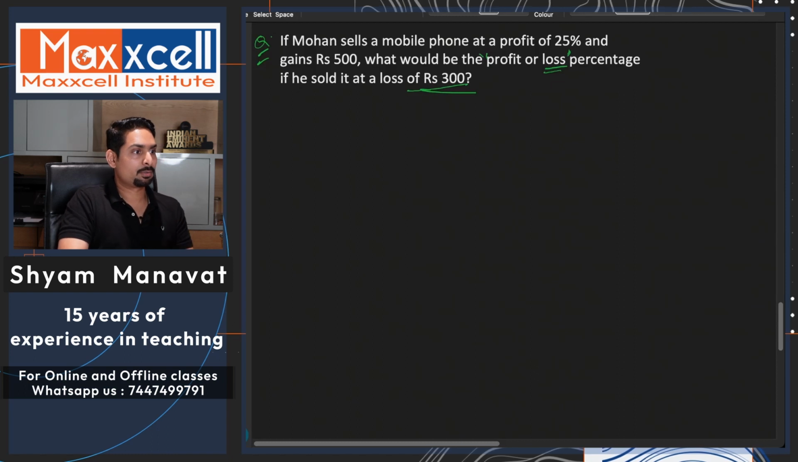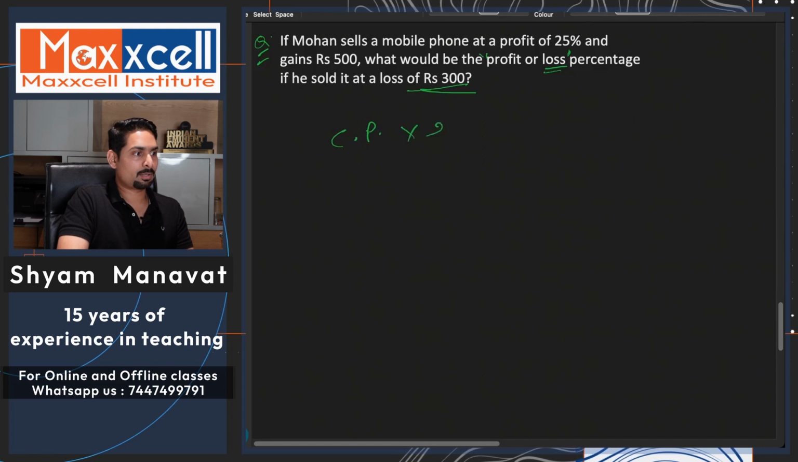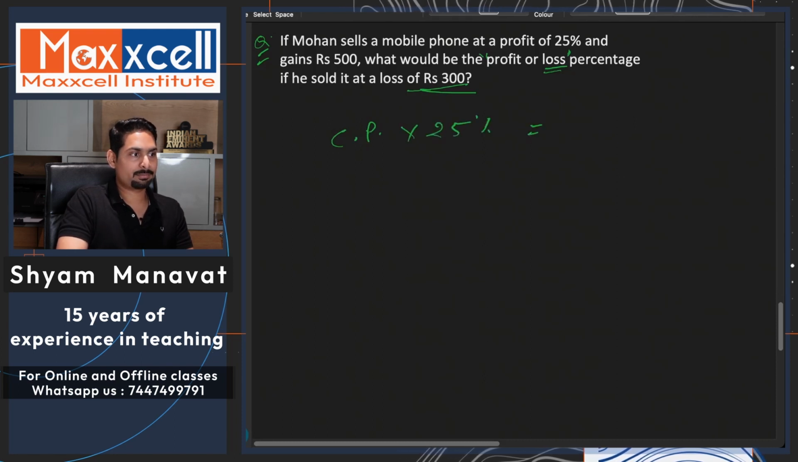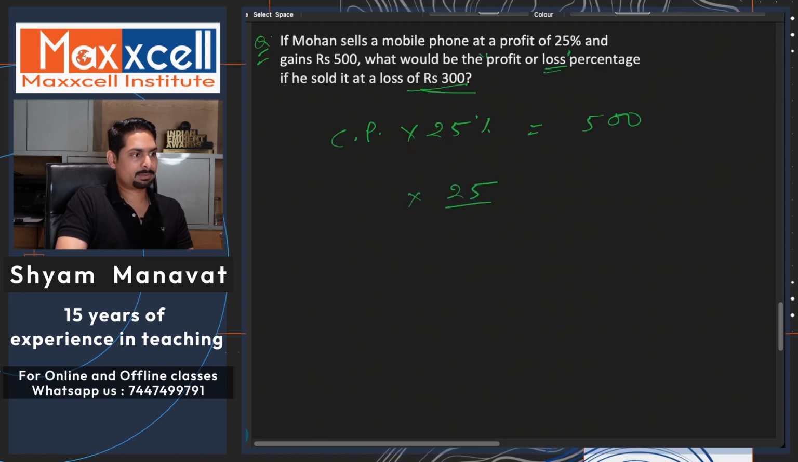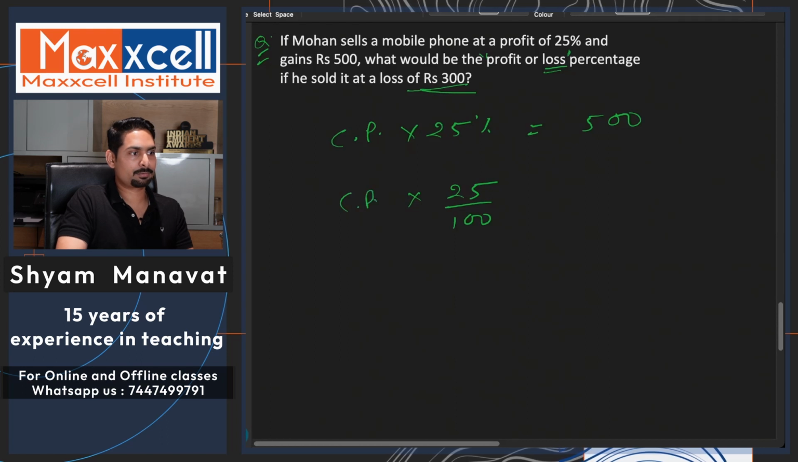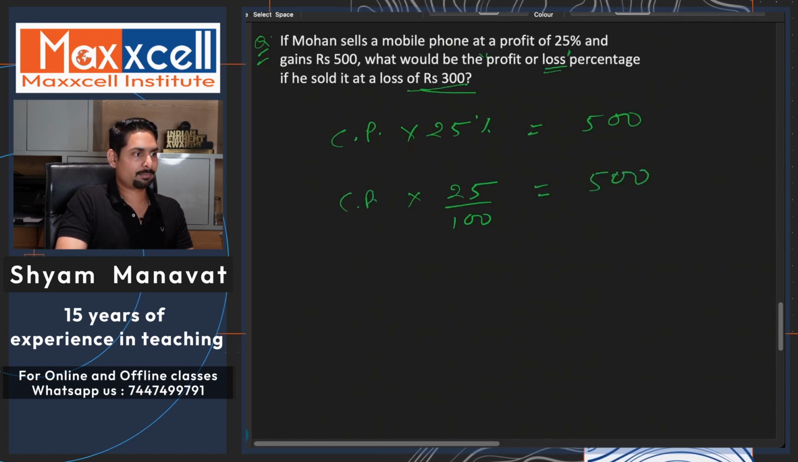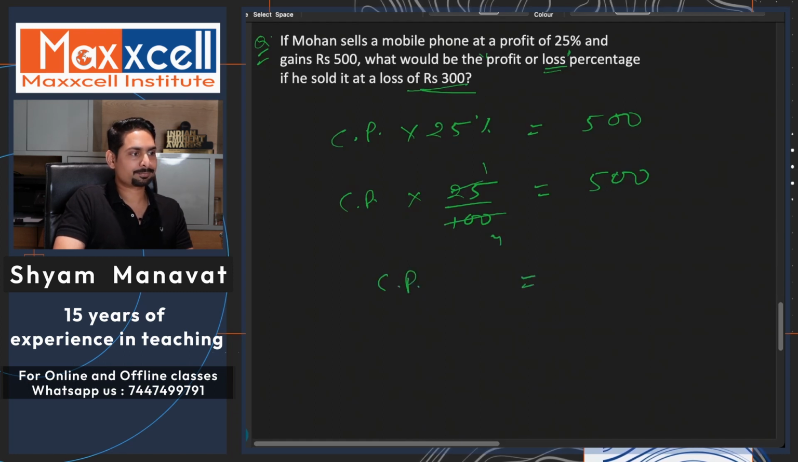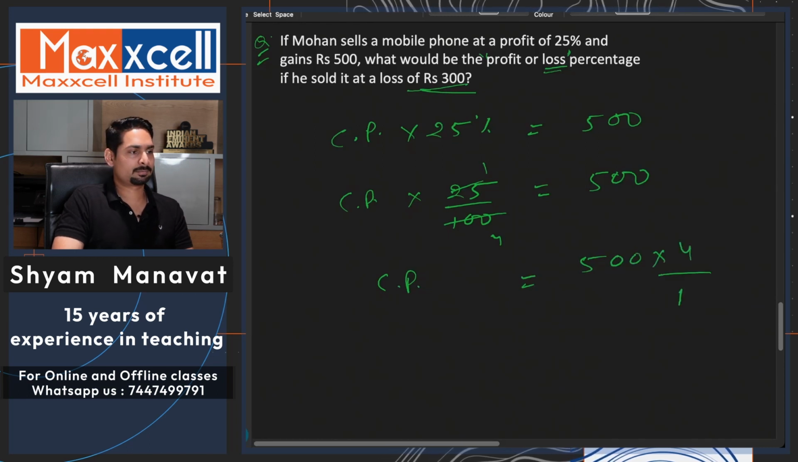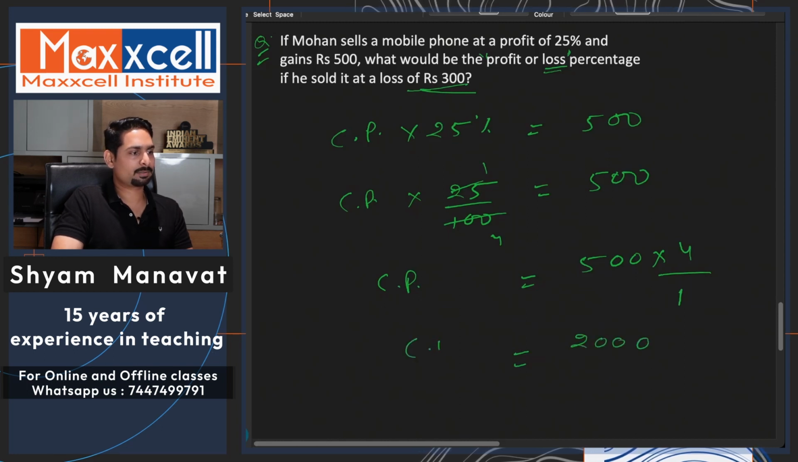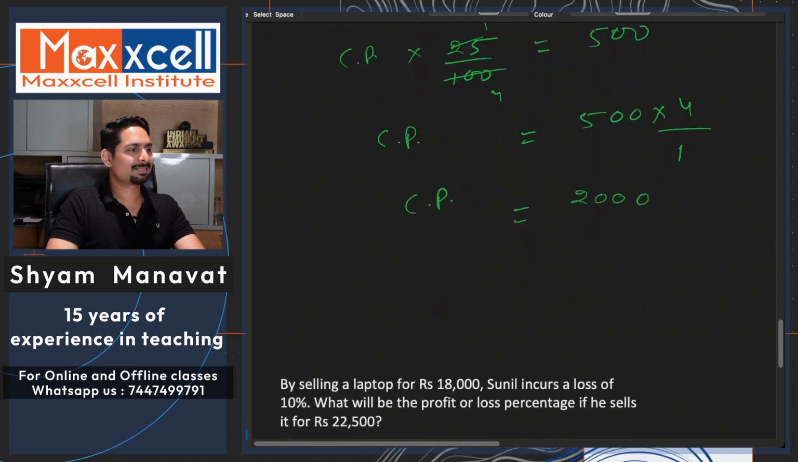So 25% profit, we can say this 25% of the cost price is equal to the profit value, which is 500. This is so simple. If you understood the previous question well, this is going to be a cakewalk for you. Yes, 25 fours are 100. So cost price is going to be 500 into 4 by 1, right? So 5 fours are 20. You got 2000 here. That is the cost price. All right. That's not the answer.